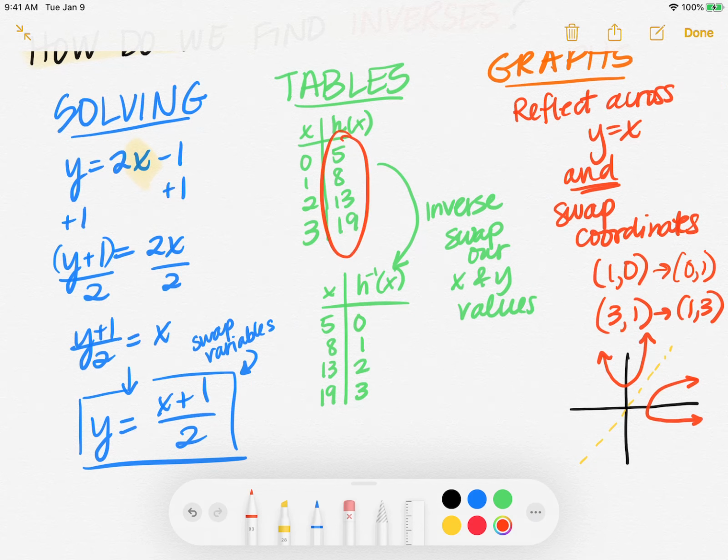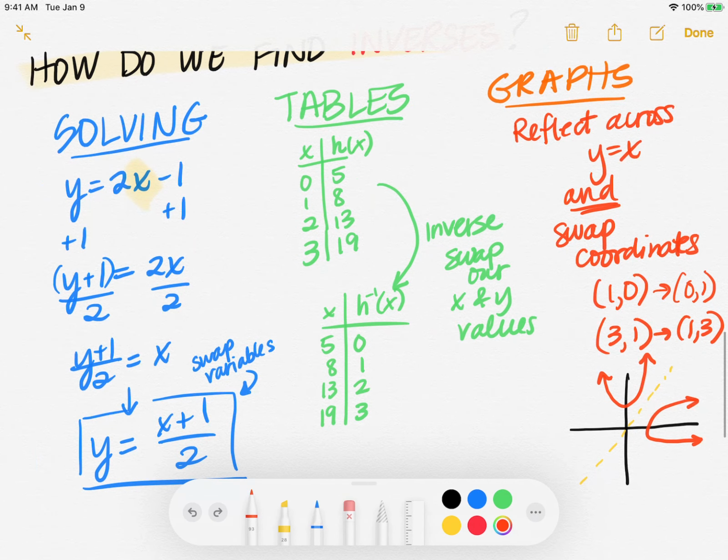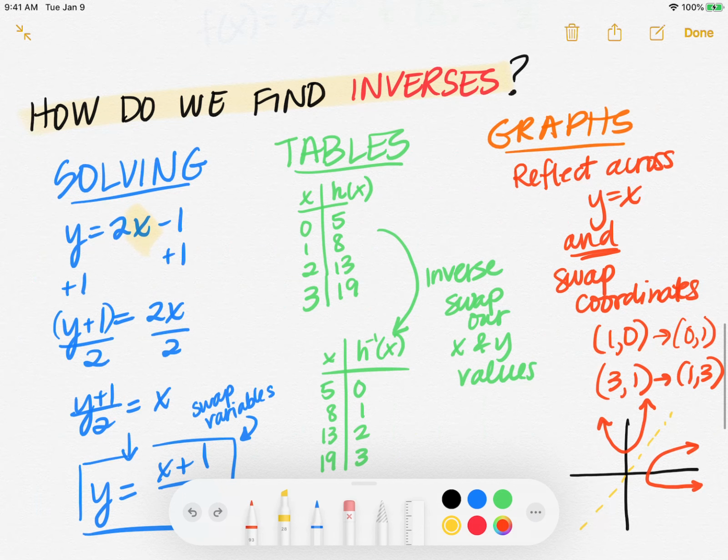Our old outputs become the new inputs, and vice versa. Our old inputs become the outputs. We are just swapping those variables. And lastly, looking at a graph, we would see a reflection across that line of y equals x, that diagonal line. And we would also see those coordinates switching places. X's are becoming y's and y's are becoming x's. Okay, I hope this helps just kind of summarize what we learned about functions and inverses.